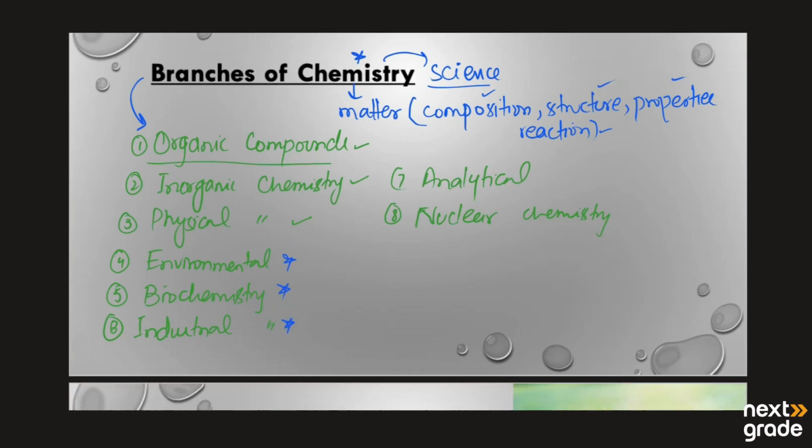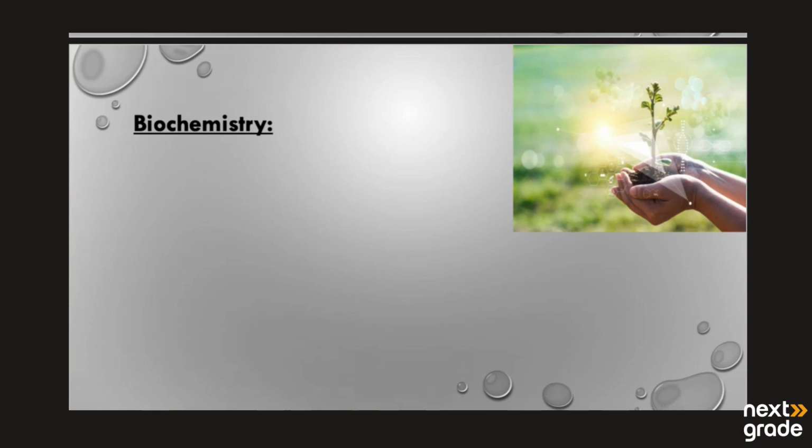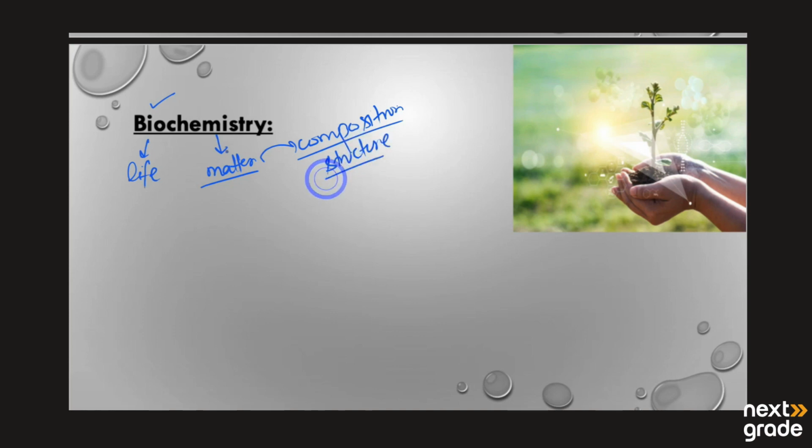So let's have a look at what is meant by biochemistry. If we look at biochemistry, bio basically means life. Bios means life, and chemistry means the composition and the structure of matter. So it means all the matter that is found in life, related to living things, and their study is known as biochemistry.